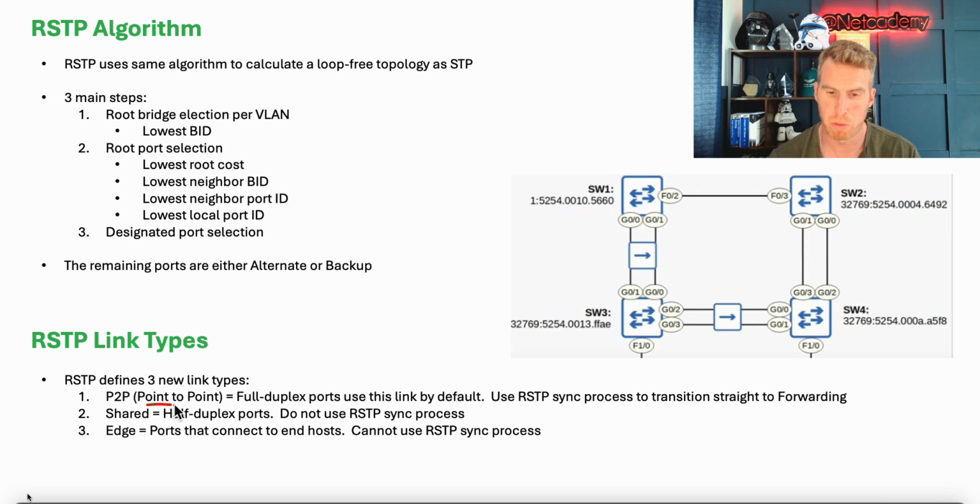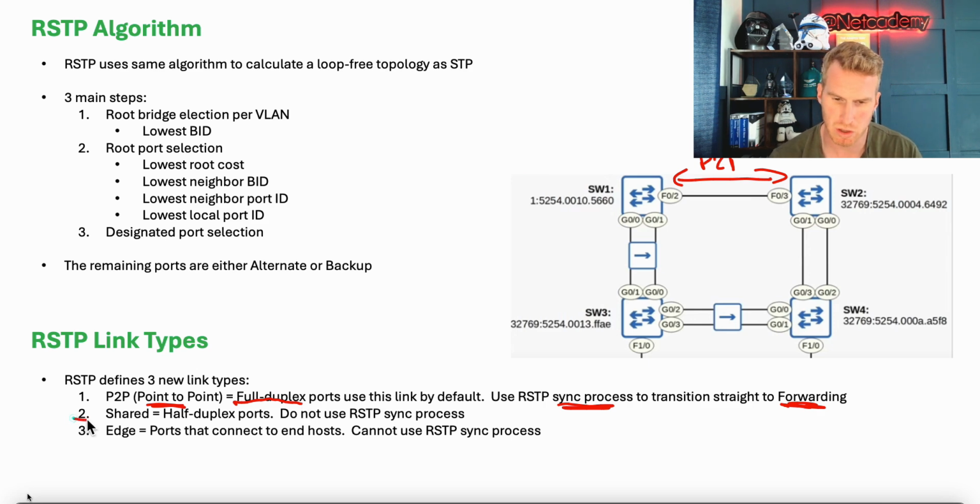So if you've got a point-to-point link like the one between SW1 and SW2, this is going to allow that sync mechanism to actually work, and thus those interfaces can move straight from a discarding state immediately into forwarding without going through the learning state. This is where you've got point-to-point and full duplex, and that is configured by default.